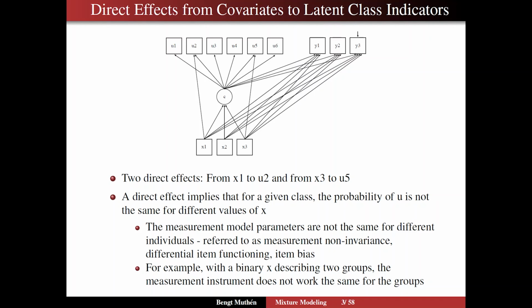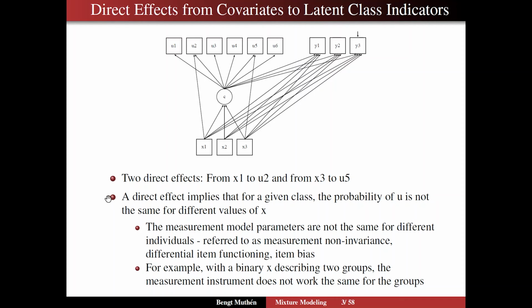Slide 3 shows an example of having direct effects from covariates to latent class indicators. In this case, we're taking a look at 6 binary indicators, U1 through U6, measuring a latent class variable C, where we have covariates x1 through x3 and distal outcomes y1 through y3. And we have 2 direct effects, one from x1 to u2 and one from x3 to u5. So there are direct effects. They do not go via C, but they go directly from x to u.